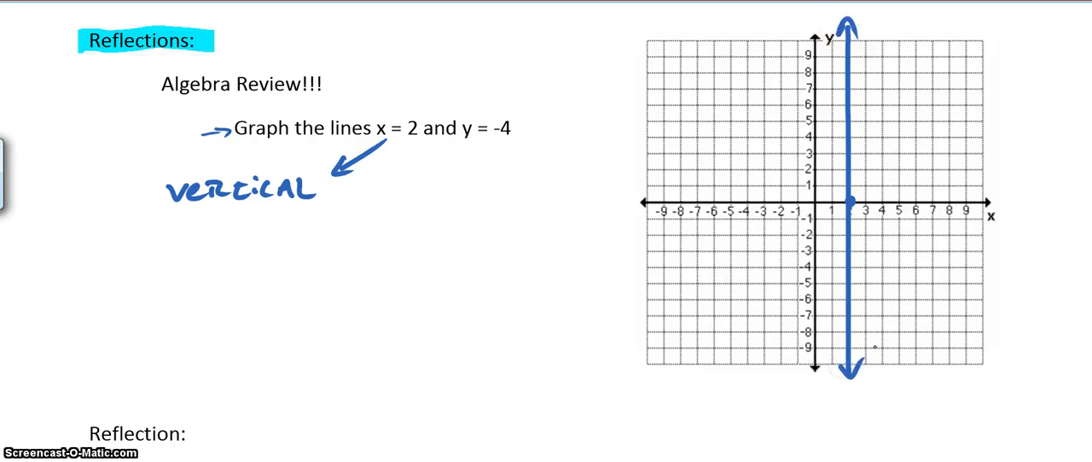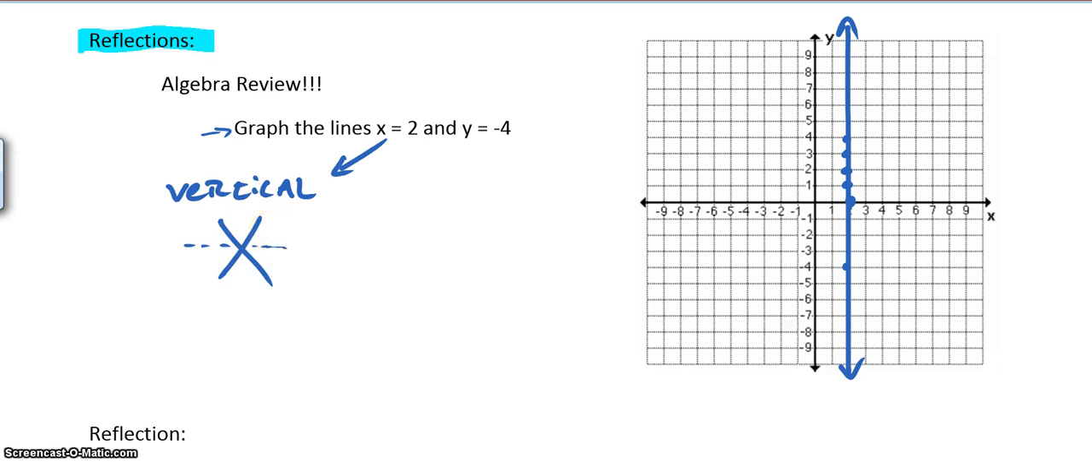Now, if you think about this, where does x equal 2? Well, anywhere on this line. Here, x is 2, (1, 2), (2, 2), (3, 2), (4, 2). So that's why it's vertical, because anywhere on this line, x is 2. An easy way to remember this is, if you cut an x in half, it makes two v's. V is for vertical.